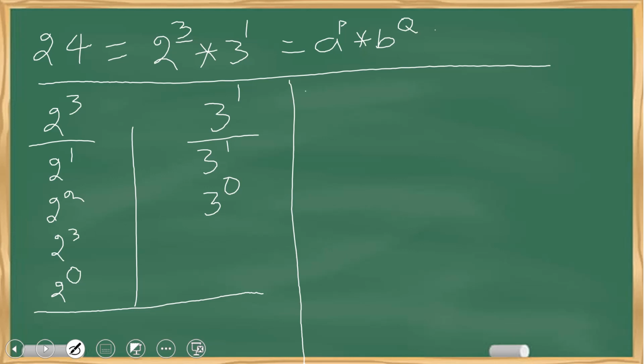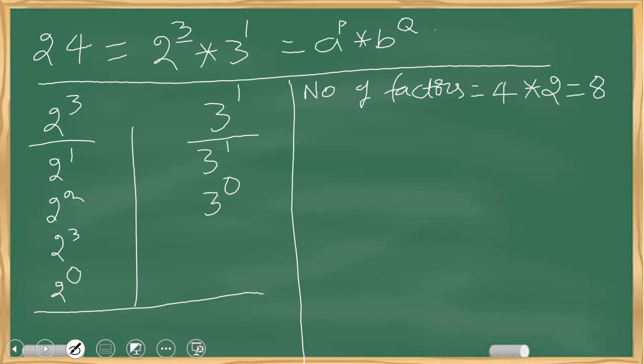Now first question, number of factors. Okay. Now in 2 cube, how many factors are available here? 4, into, in combination with 3 powers, how many factors are there for 3 power 1? 2. So there are totally 8 factors.